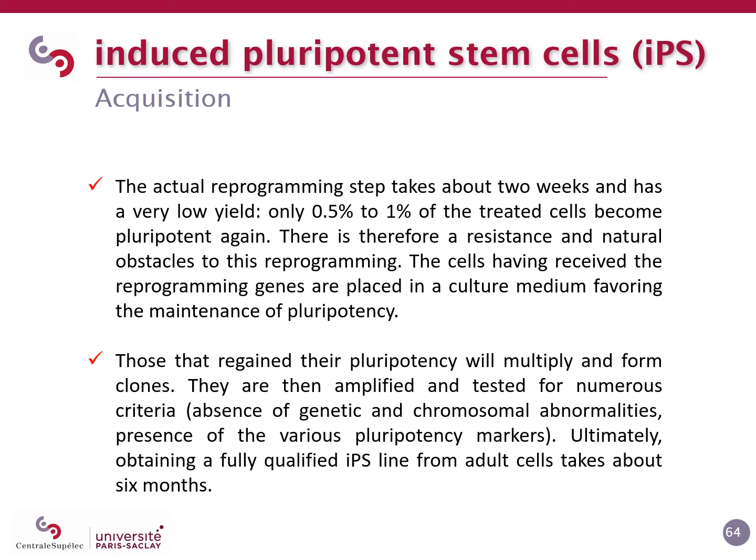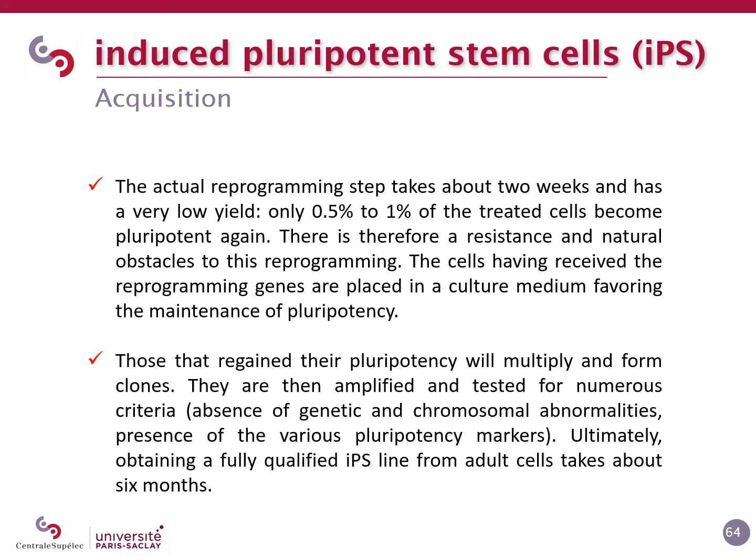The actual reprogramming step takes about 2 weeks and has a very low yield. Only 0.5% to 1% of the treated cells become pluripotent again. There is therefore a resistance and natural obstacles to this reprogramming. The cells having received the reprogramming genes are placed in a culture medium favoring the maintenance of pluripotency. Those that regain their pluripotency will multiply and form clones.